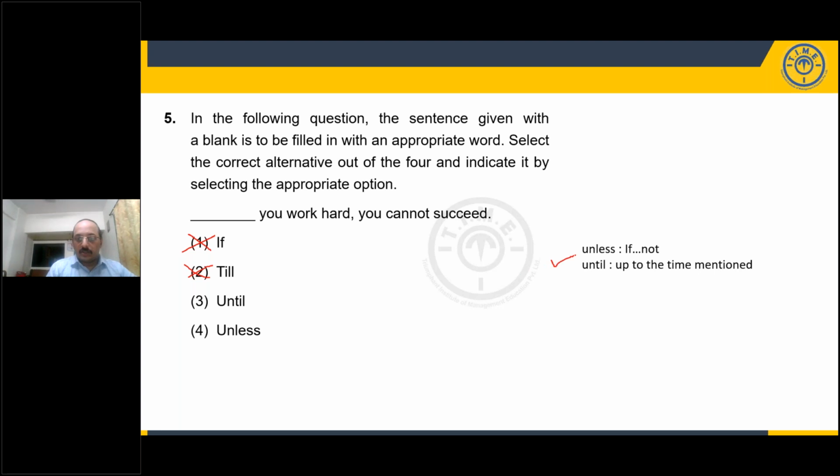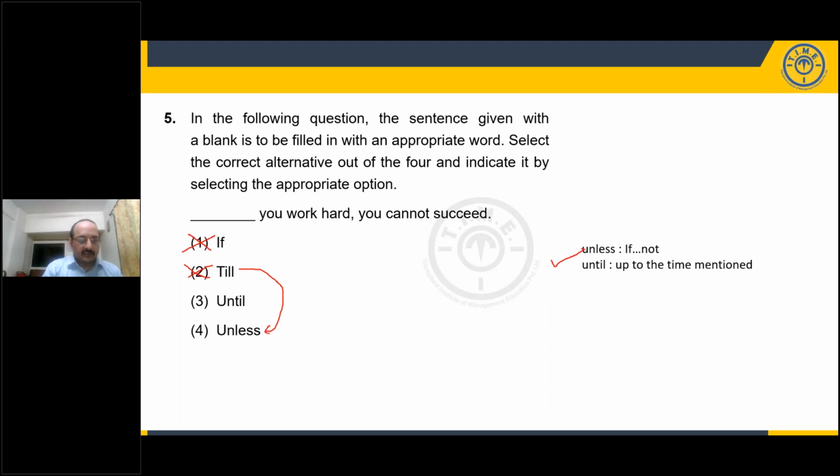Now what's the difference between unless and until? Unless means if not. So unless I study hard, I will not succeed. So the if condition, if it does not happen, then what happens? That would be the effect. Saying something like, if you help me, I will be able to do this. Unless you help me, I won't be able to do this. And until is up to the time. So until is very similar to till, basically. Both until and till are very similar to each other.